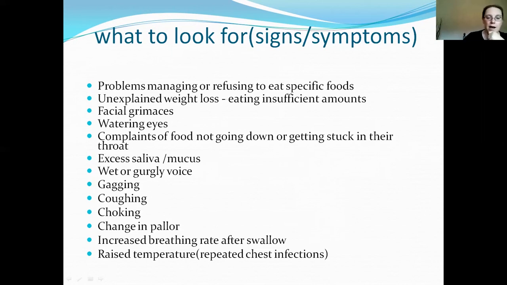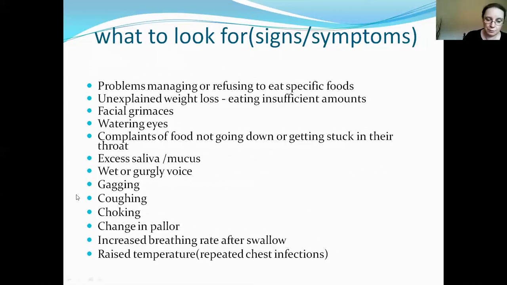Obviously, like we said, the gagging, the choking, the coughing, and changes in colour, changes in pallor. They could be red in the face, they could be grey, even a sort of whiter colour if they're struggling. And you'll see sometimes the breathing rate after they've had a swallow will increase, so they'll come a little bit short of breath, and that's sometimes indicating that something's gone into the airway that shouldn't be there and they can't get rid of it.